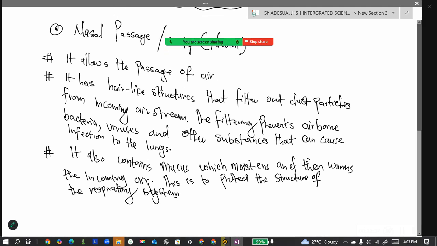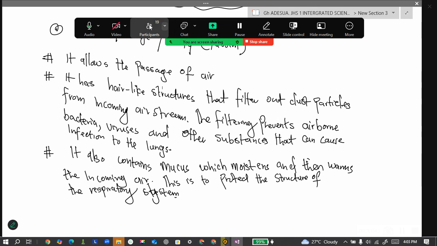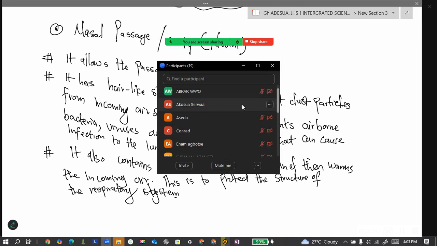So this is about the nose or the nasal cavity. I would like someone to read for us. Why you? Abra, yes. Read for us.